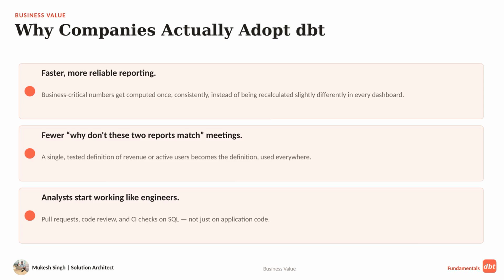Instead of 5 analysts each writing a slightly different version of monthly active users, that logic gets built once, tested, and reused everywhere, which quietly eliminates one of the most common, most frustrating meetings in any company, the one where two teams show up with different numbers for the same metric.